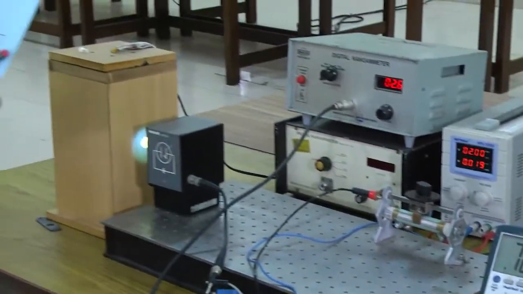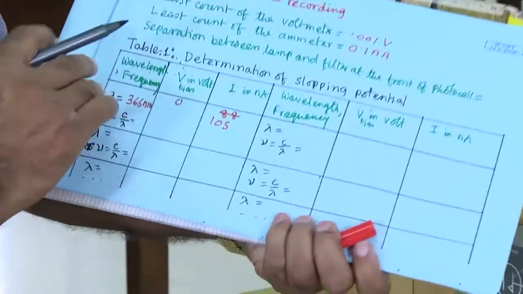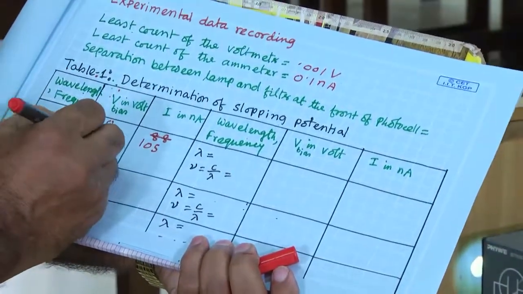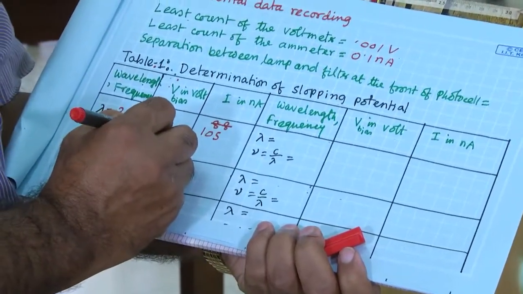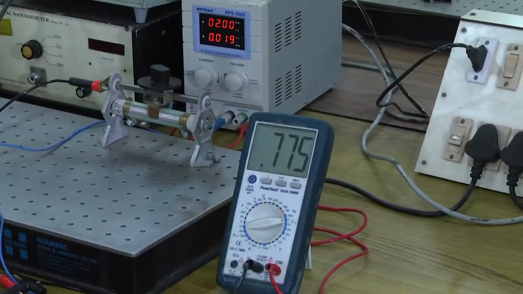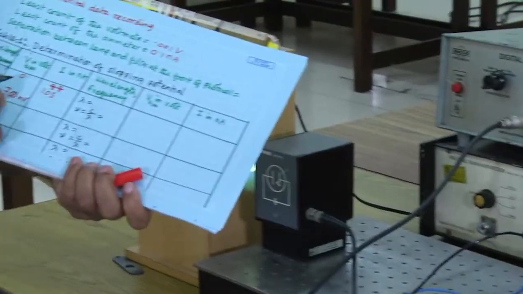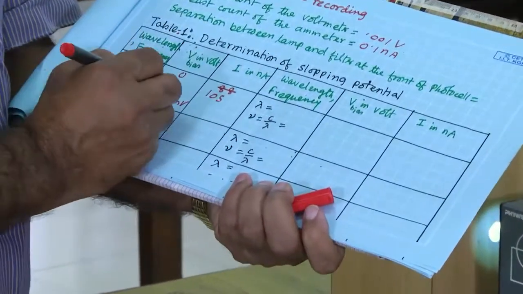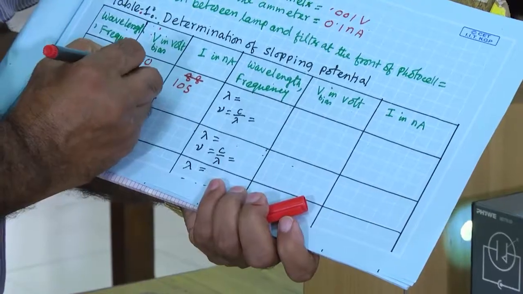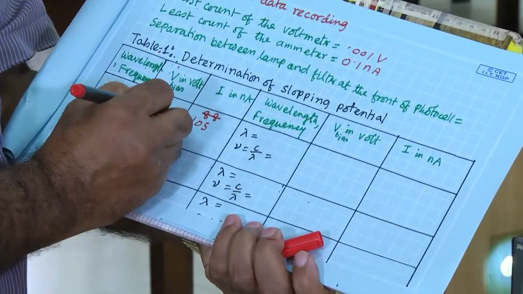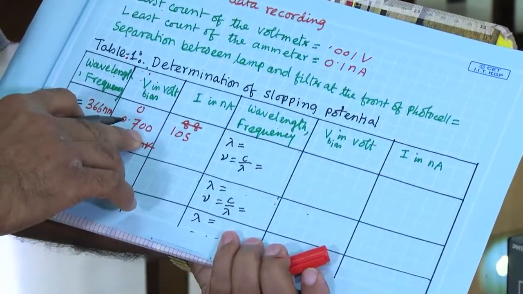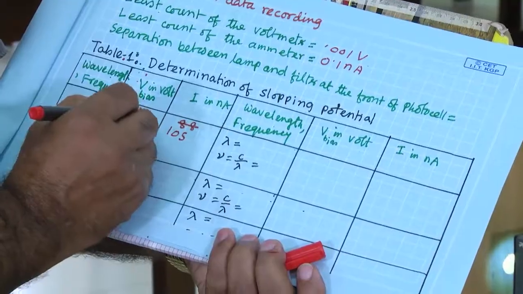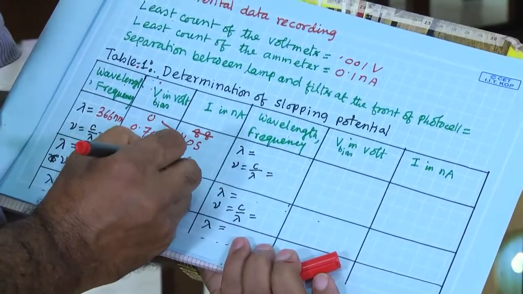It is varying. So I will note this down for this corresponding wavelength. The stopping voltage is say 700 millivolt, because this is 0.700. But here I have written volt, so I should write 0.700 volt, and the corresponding current is 0.